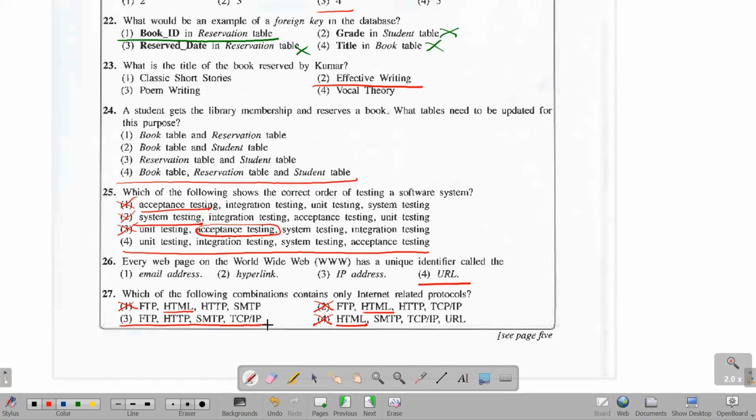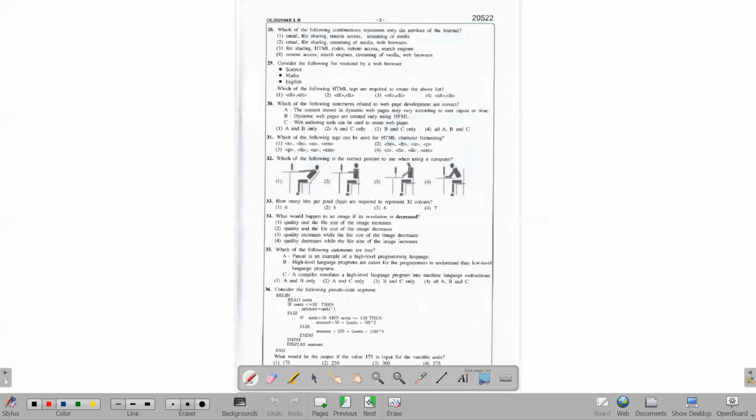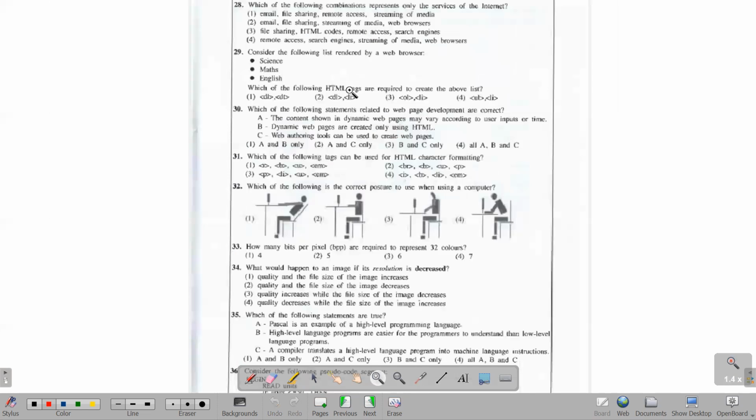FTP stands for File Transfer Protocol, HTTP stands for Hypertext Transfer Protocol, SMTP stands for Simple Mail Transfer Protocol, TCP stands for Transmission Control Protocol, IP stands for Internet Protocol. Right, so the third one is going to be the answer. Okay, so moving to the 28th.